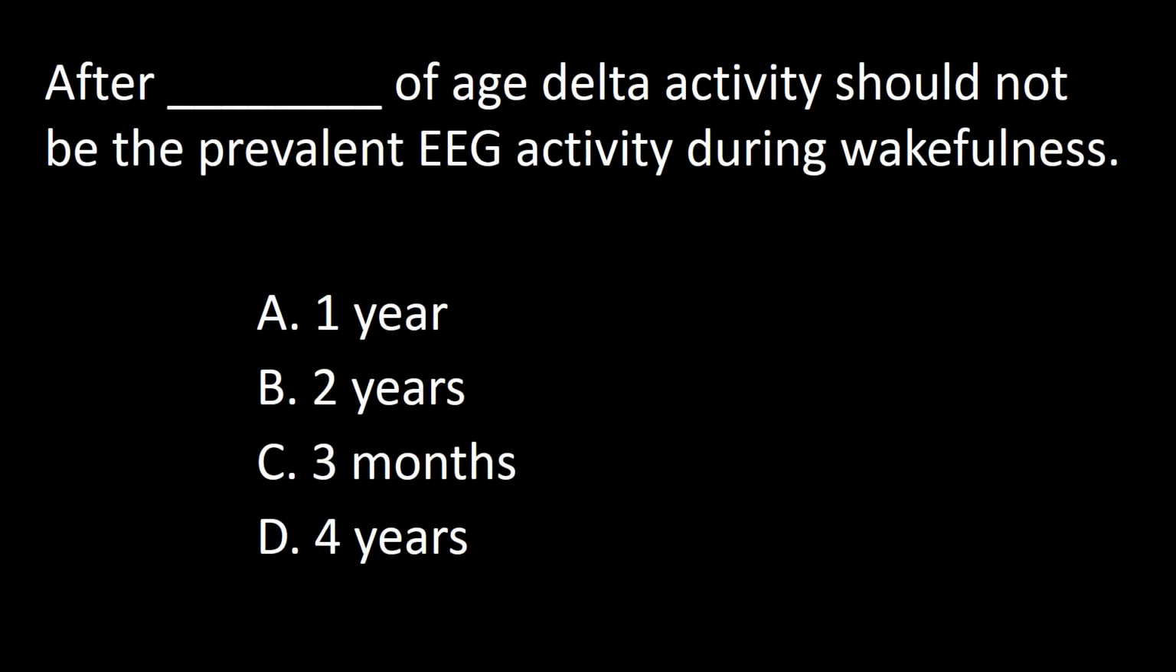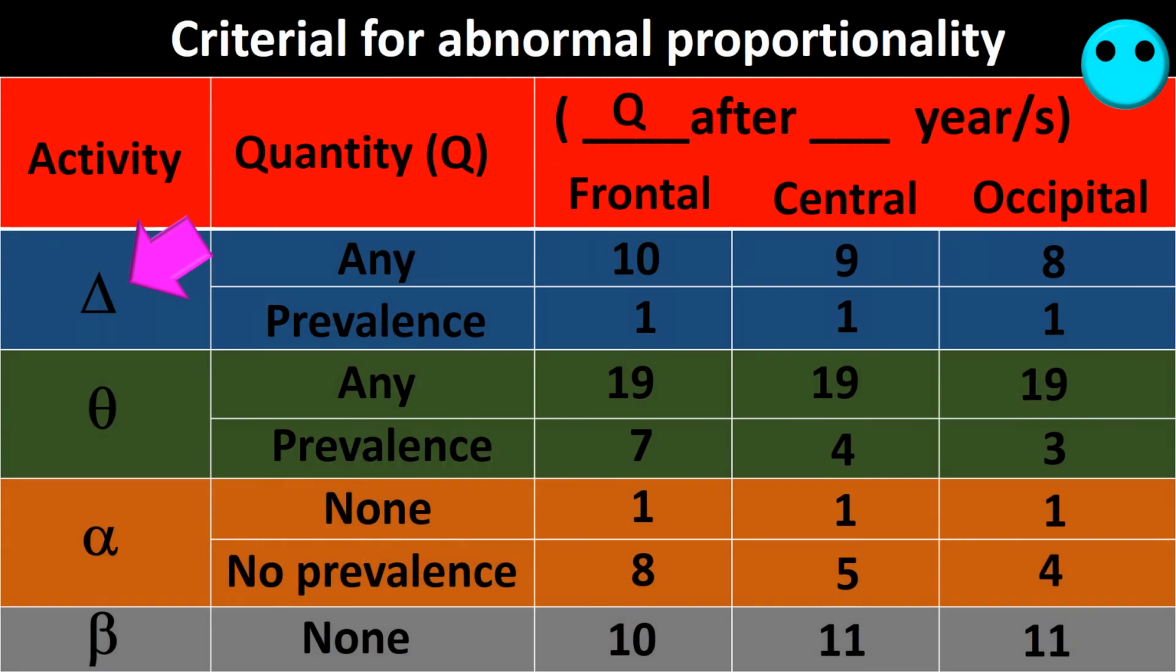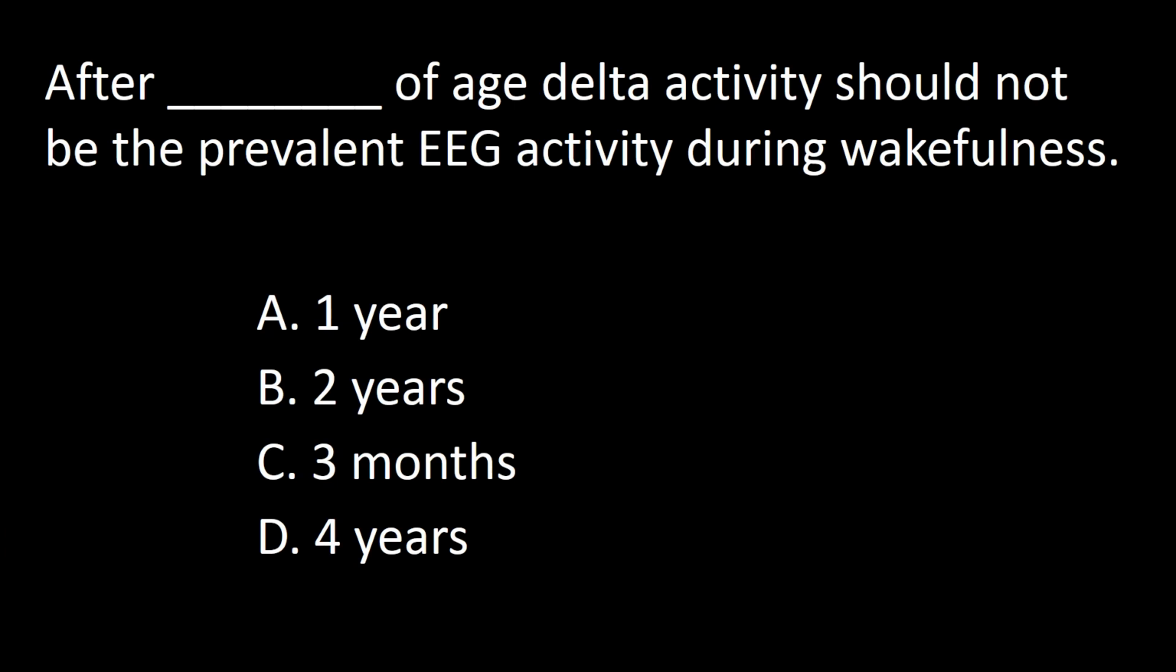Next question. After dash of age, delta activity should not be the prevalent EEG activity during wakefulness. A. 1 year, B. 2 years, C. 3 months, D. 4 years. This chart is regarding the criteria for abnormality. As you know, because you have seen it many times before, delta activity prevalence is abnormal after 1 year of age in the frontal, central, and occipital region. So the answer to this question is A.